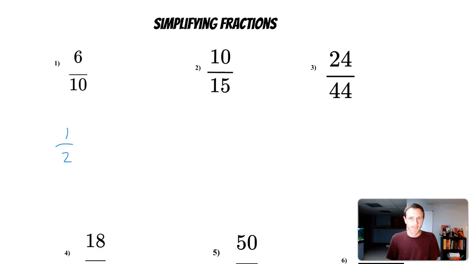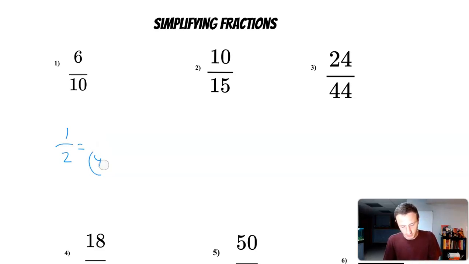Like 1/2. 1/2 is fully simplified, because I don't have any number that goes into 1 and 2 that can be a multiple. Like if I had 2 over 4, let's say. 2 over 4 can be simplified down to 1/2, because 2 goes into 2, because 2 times 1, and 2 goes into 4, because 2 times 2. So then I would divide each term by that 2. I'll walk you through this process, but I just want to show you the difference between simplified and not simplified.